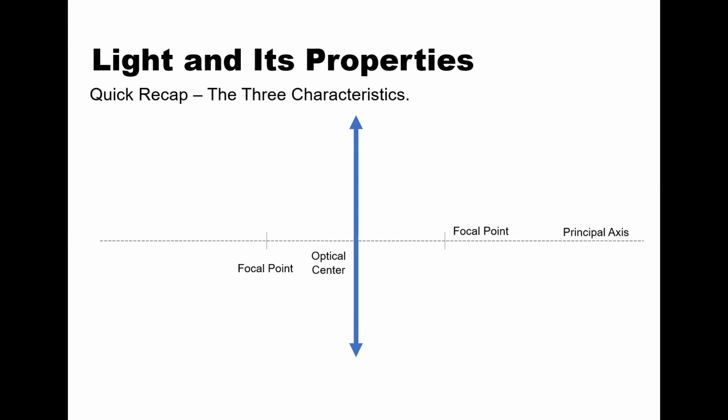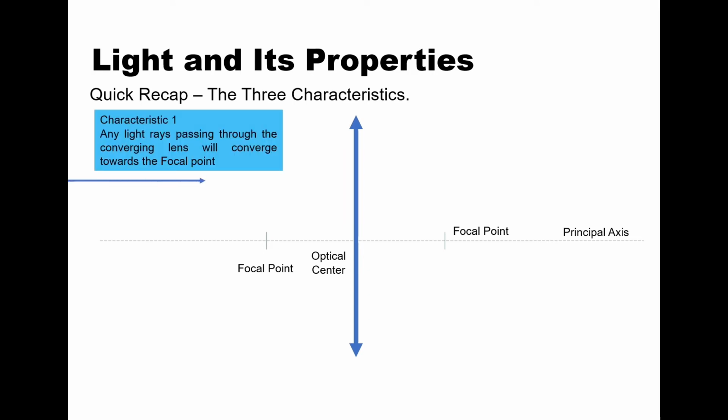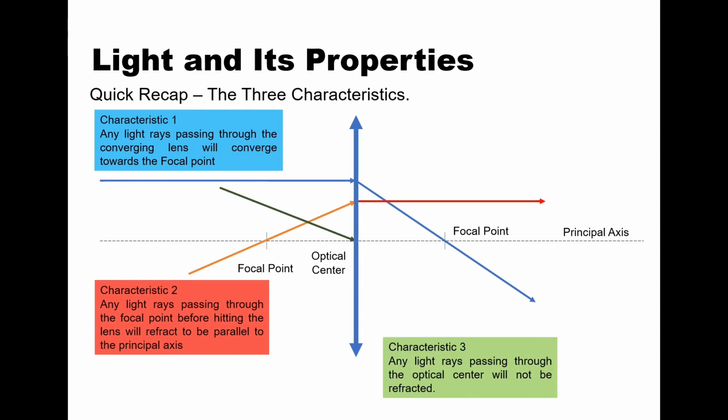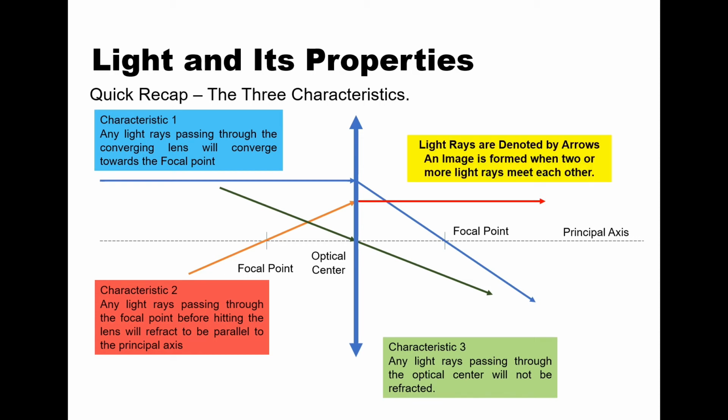Let's do a quick recap before we move on to see some real-life examples on how the three characteristics of light are being applied. First, all light rays passing through the converging lens will converge towards the focal point. Second, any light rays that passes through the focal point before the lens will refract to be parallel to the principal axis after passing through the lens. Lastly, any light rays that passes through the optical center will not be refracted. When two or more light rays meet, an image is formed.